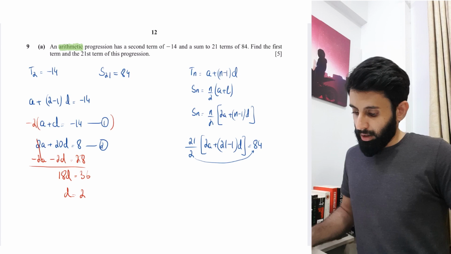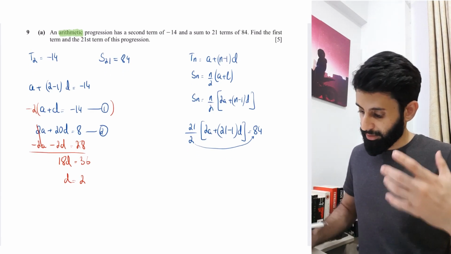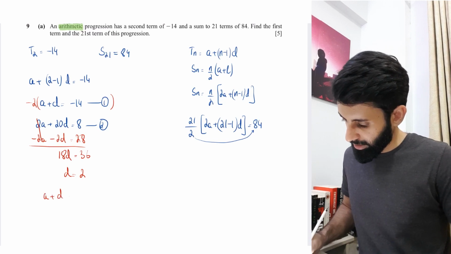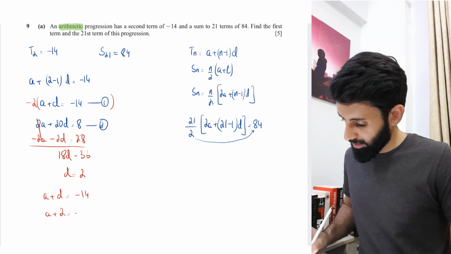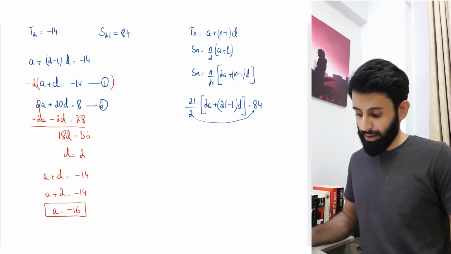Now, we had to find the first term and the 21st term of this progression. So we've just found the common difference. We still need to find the first term. So I'm going to go back to the simpler equation, which was a plus d equals -14. I'm going to replace d with 2, set it equal to minus 14. And now we have the first term, which is minus 14 minus 2, so that's minus 16. So now I have a.